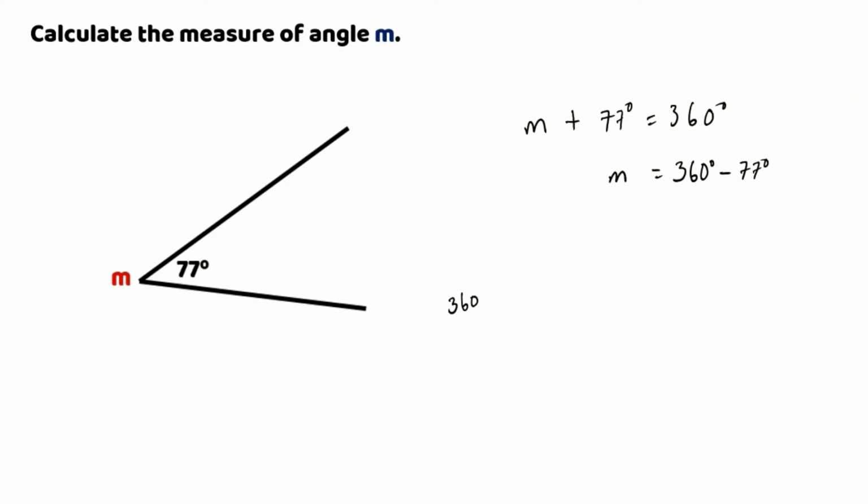And in subtracting my 77 degrees from my 360 degrees, I remember that if you need to come back on the side and do your little rough work, that's quite okay. Remember, all of us are working and all of us are learning at different levels, so work to your level. So my angle M is equal to 283 degrees.